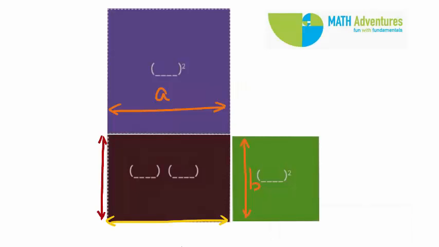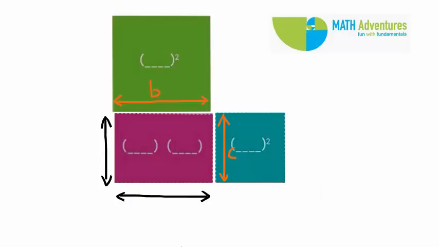Now, compare the length and breadth of the brown rectangle with the sides of the purple and the green squares. Can you identify its length as A and breadth as B? Note the area of the rectangle on the rectangle itself as A into B.